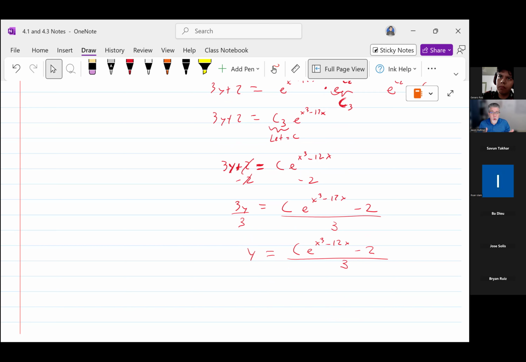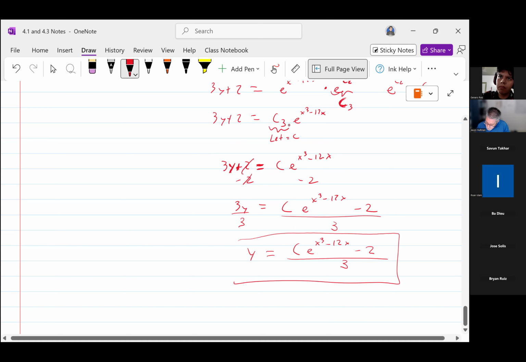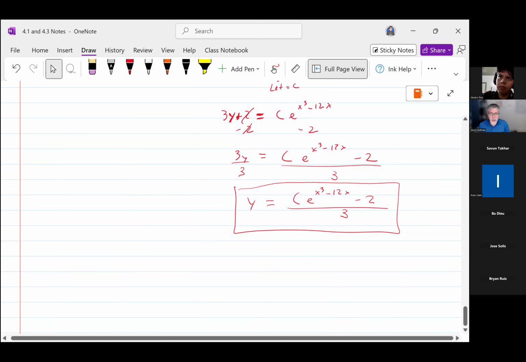We solved for y on the left side. I'm just going to leave it in this form. You could break it up under that common denominator of 3 if you really want to. Okay, but it is solved. It is solved in this form.